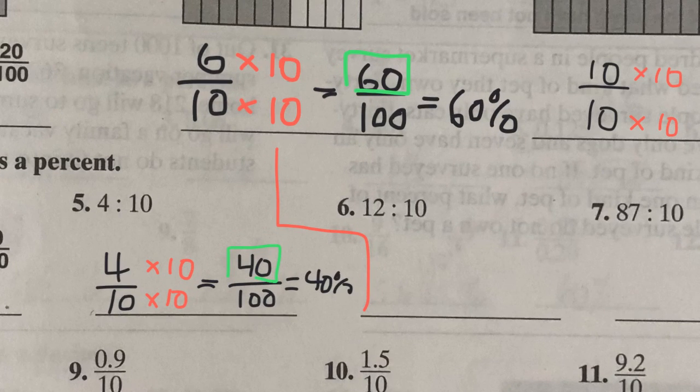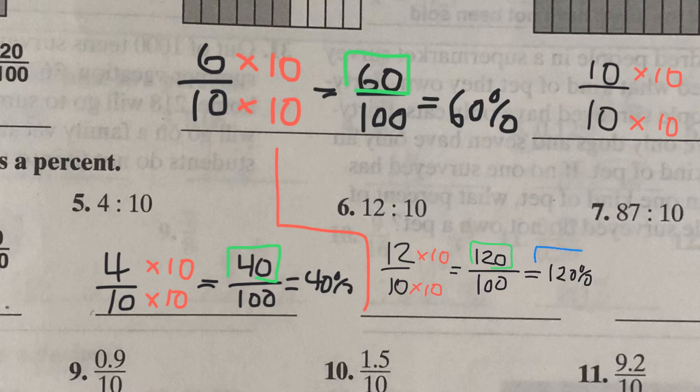So this is going to be 12 over 10. So that's an improper fraction, but don't be thrown off by that. It's the exact same process. We want 100 down below, don't we? We want 100 down below. So we're going to get 100. We're going to have 120 up top. And paying attention to only that, that gives you 120%.